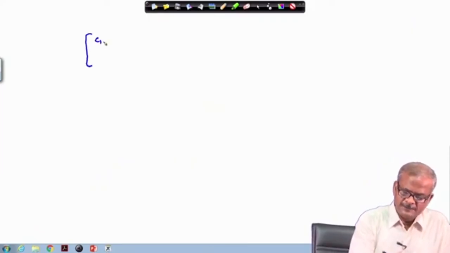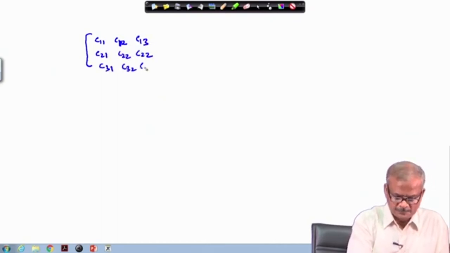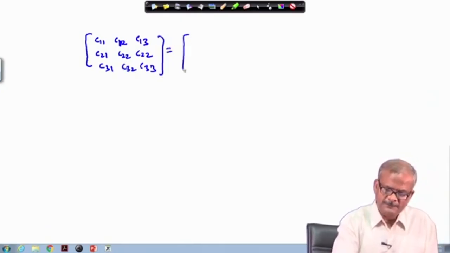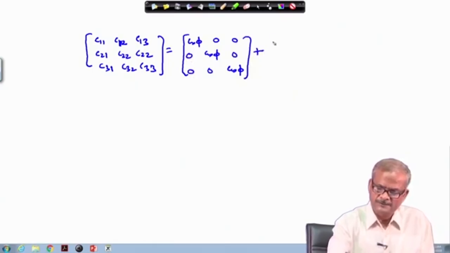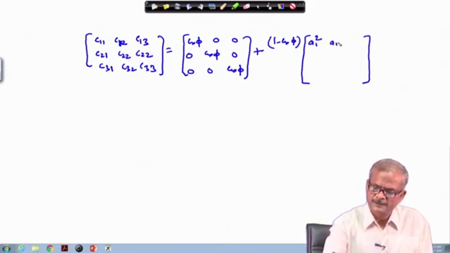So, on the left hand side, if we write C as C11, C12, C13, and on the right hand side, then we will have cos phi, cos phi, cos phi. We are expanding all the terms. This is the first term, and then plus (1 minus cos phi) times a tilde a tilde transpose. So, that quantity is a1 squared, a1 a2, a1 a3, similarly a2 a1, a2 squared, a2 a3, and then a3 a1, a3 a2 and a3 squared.